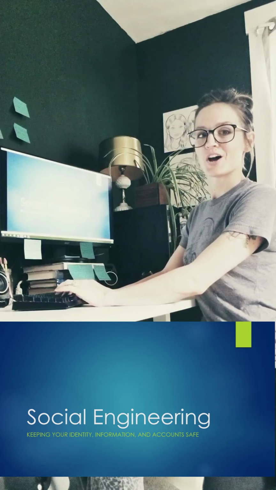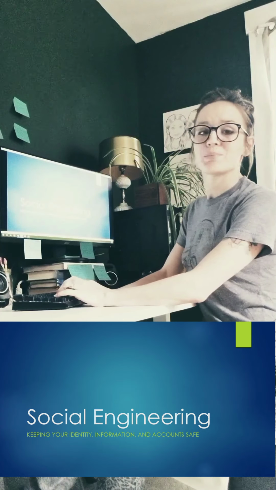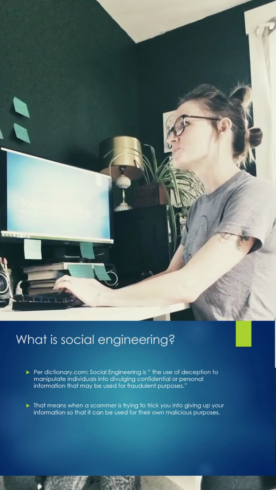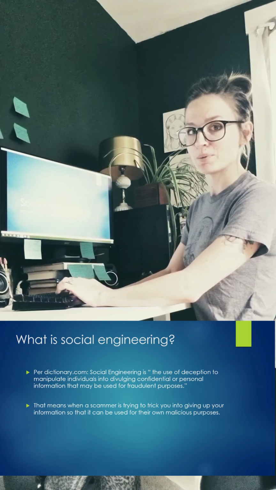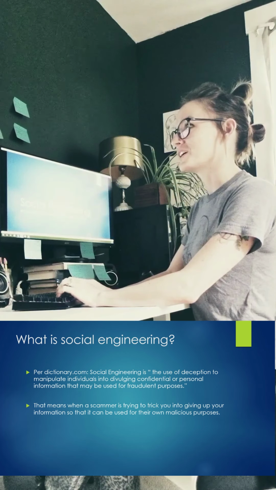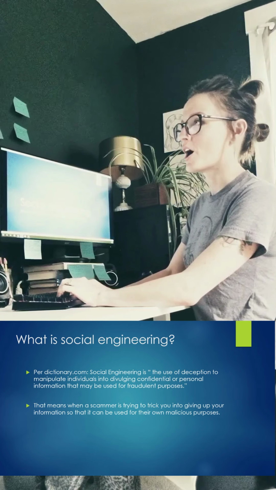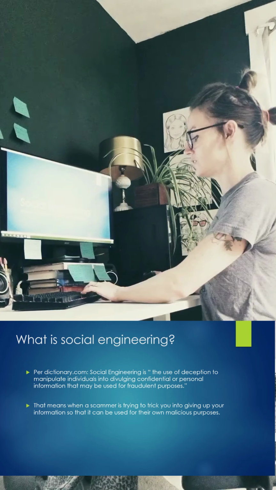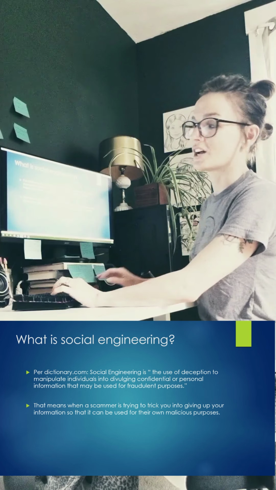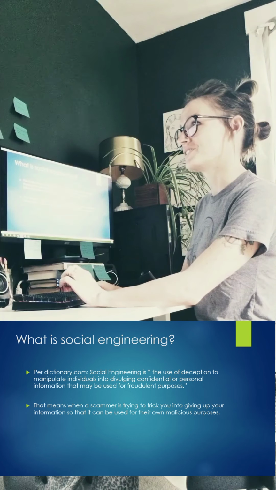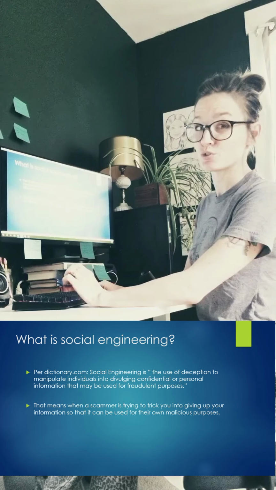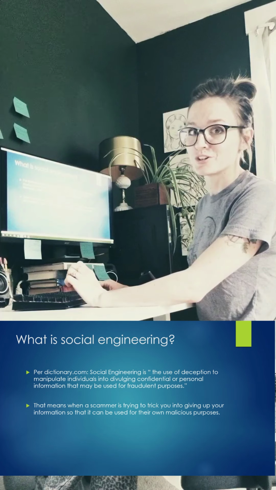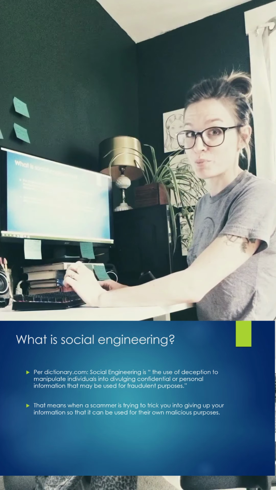I'm here to talk to you today about keeping your data safe. Social engineering is when a scammer uses psychological manipulation to gain information. Per dictionary.com, social engineering is the use of deception to manipulate individuals into divulging confidential or personal information that may be used for fraudulent purposes. That means when a scammer is trying to trick you out of your info to use for malicious intent.